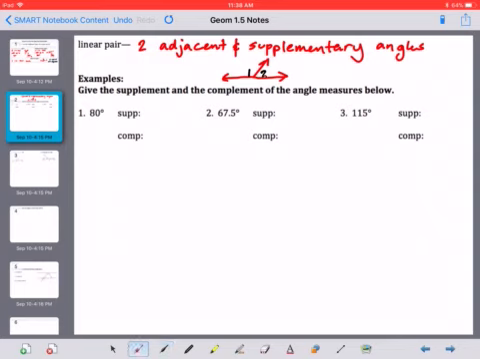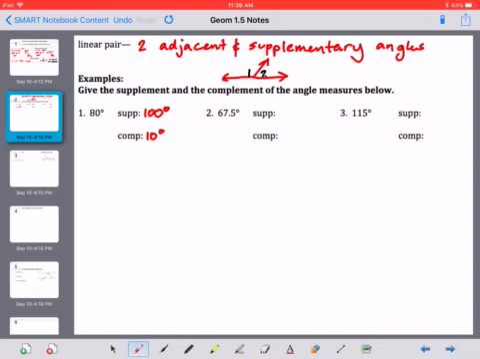Alright, so now let's just go through some real quick examples of finding what's supplementary and what's complementary to a given angle. So in example 1, we're given 80 degrees, and we're asked to find the supplement and the complement to that. Well, 80 plus what is 180? 100. So those two would form 180 degrees, making them supplementary. The complement would be 10 degrees, because if you add those, 80 plus 10 gives you 90 degrees.